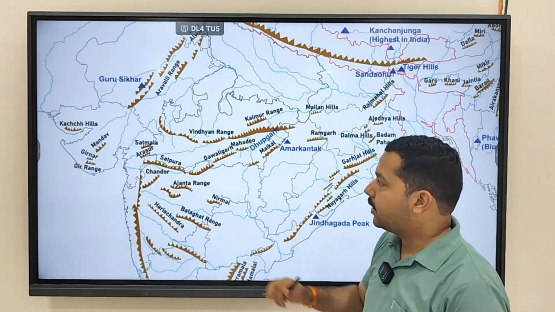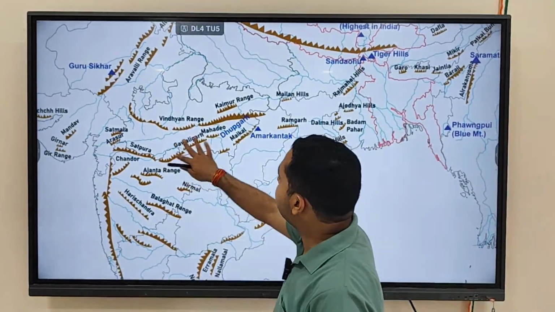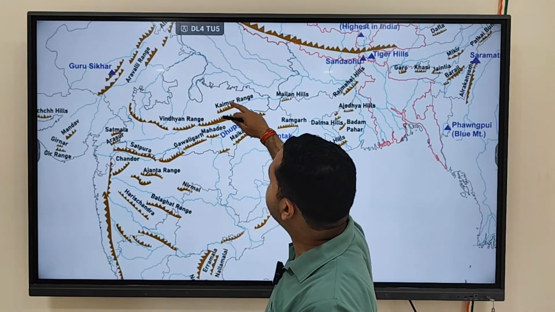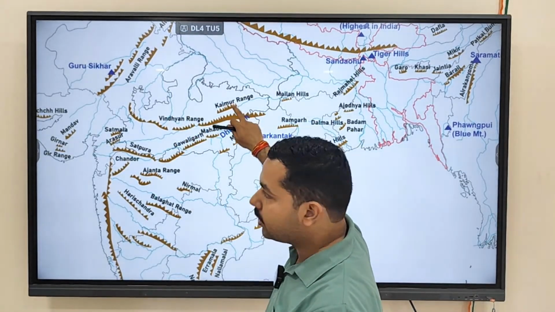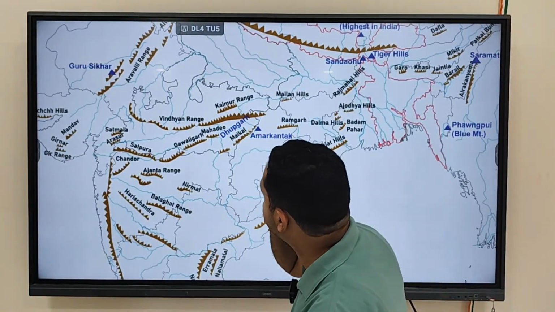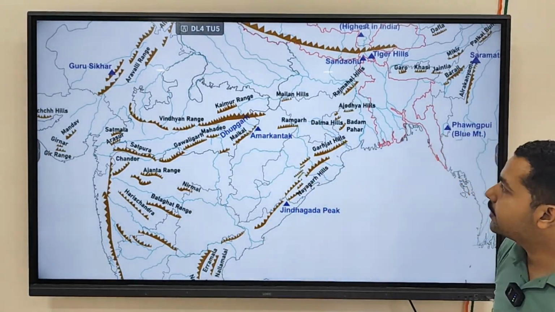Kutch Hills and Girnar Range. Okay. Here we have written Vindhyan Range. Above Vindhyan Range, which range do you write? Kaimur Range. Kaimur Range lies above Vindhyan Range. You just add that Kaimur Range.